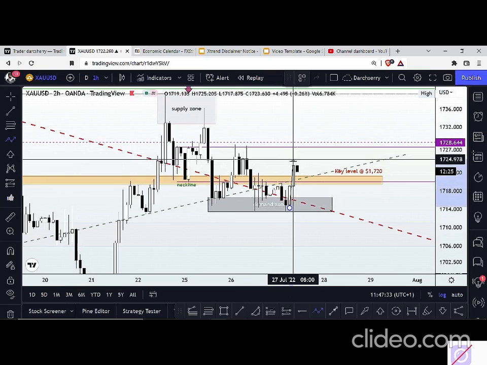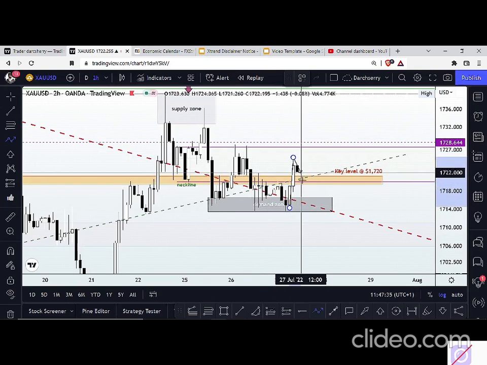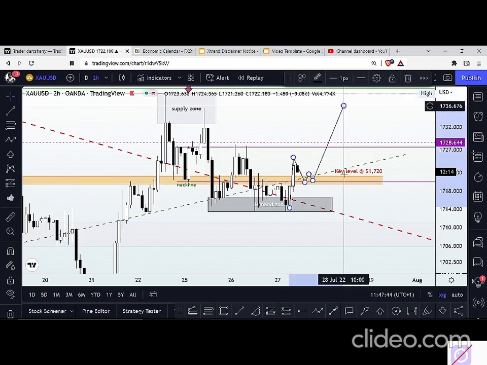So one thing I want to be looking out for is a retest of structure. It could be a retest of this key level or a retest of this bullish trend line, after which I want to be looking out for patterns on the lower time frame that would support a trend continuation to the upside.